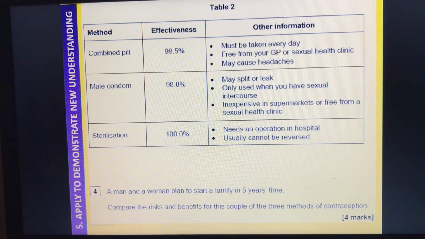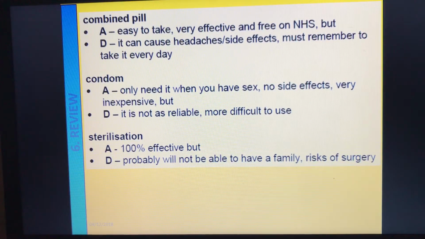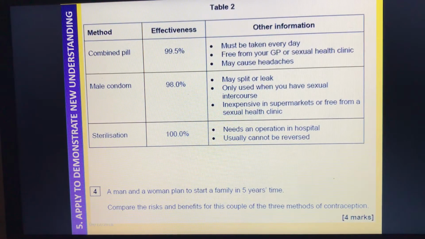Let's go back to that mark scheme then. We've said an advantage of the pill is it's free on the NHS and easy to take. A disadvantage, there are side effects and you must remember to take it every day. Let's go back to the table. We can see there's headaches and it's got to be taken every day. They are quite keen that you don't just copy the sentences out as they're written. So try and paraphrase a bit, turn it into your own sentences and highlight which are advantages and disadvantages.